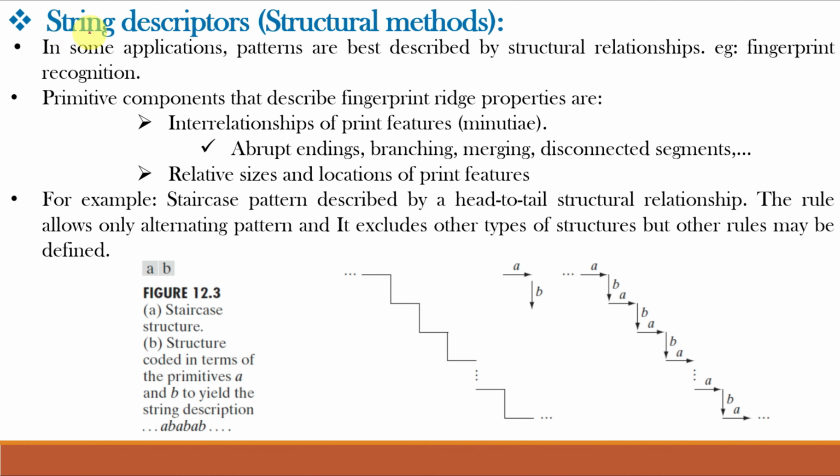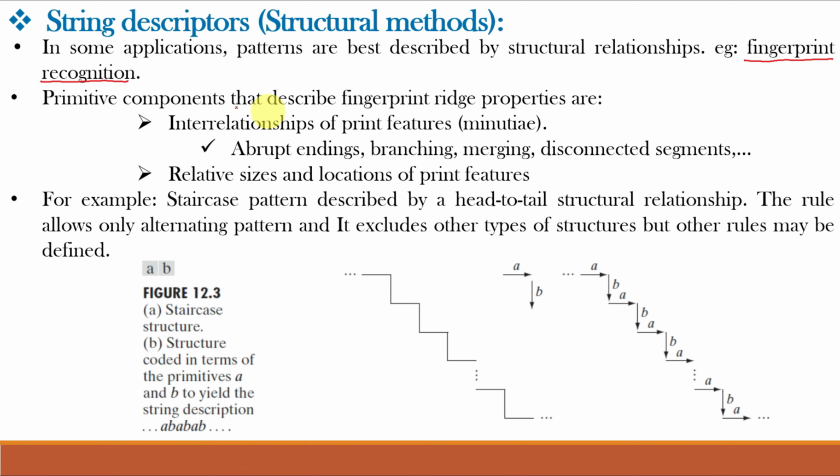The second type of pattern arrangement is the string descriptors. So rather than the methods which we just saw in the previous few slides, in some applications the patterns are best described by structural relationships. For example, the fingerprint recognition. It is based on interrelationships of print features which are called minutiae. So together with the relative sizes and locations of the print features, the other primitive components that describe fingerprint properties are abrupt endings, branching, merging, disconnected segments, etc. So recognition problems of this type, in which not only quantitative measures about each feature but also the spatial relationships between the features are important, are best solved by structural approaches.